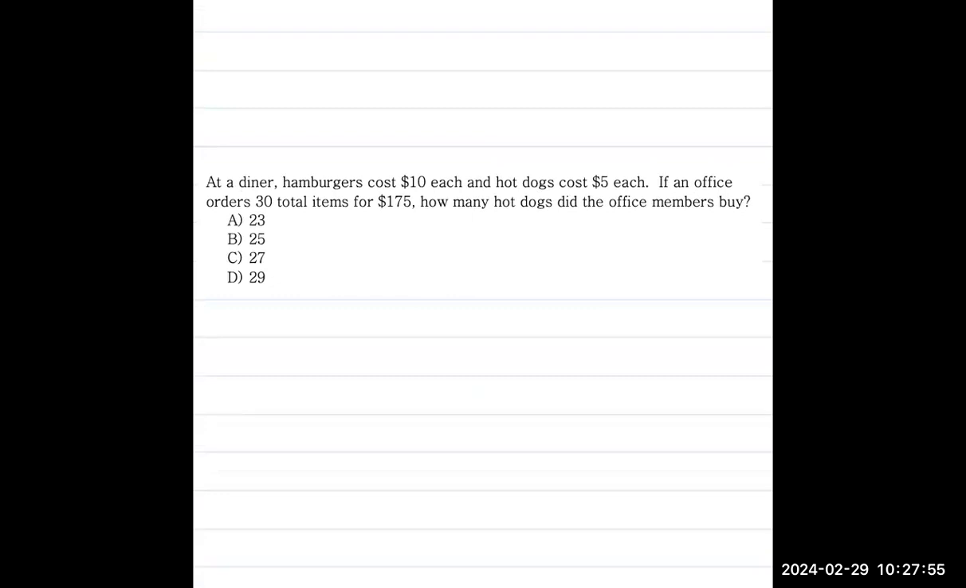This is a system of linear equations word problem. Systems of linear equations have two items. In this case, hamburgers and hot dogs, or they could be tables that seat two and tables that seat four, or whatever. But for these question types, we're looking for price and quantity of each item. You're always going to get the price and quantity of the whole thing, but the price and quantity of each item is what to look out for.